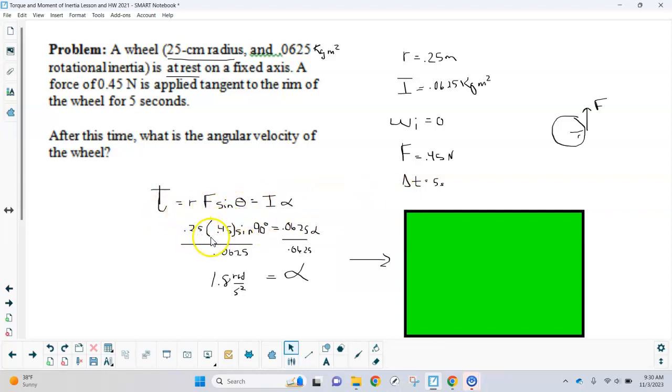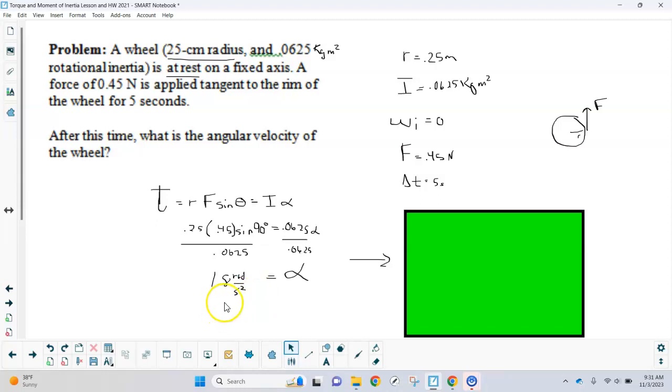So 0.25 is the radius, 0.45 is the force, sine of 90 because it says it's tangent to the circle. So it's tangent to the circle, it's only touching at one point. You're always tangent at a radius there. So that's 90 degrees. And then that's equal to I alpha. So it's just the torque equation, both torque equations in the same problem. So I is 0.0625, and then alpha is what we're going to solve for.